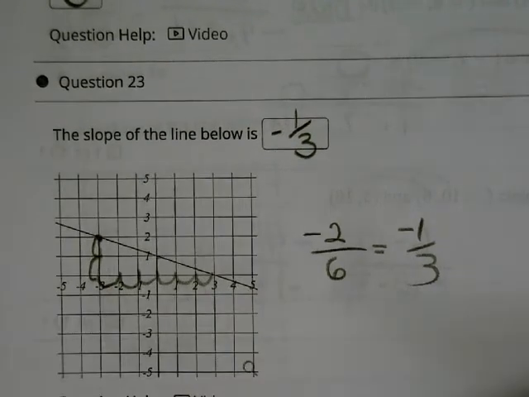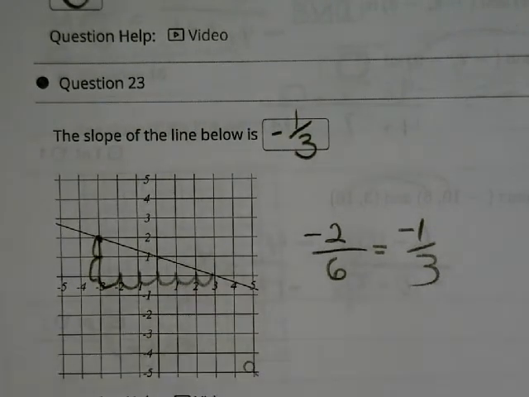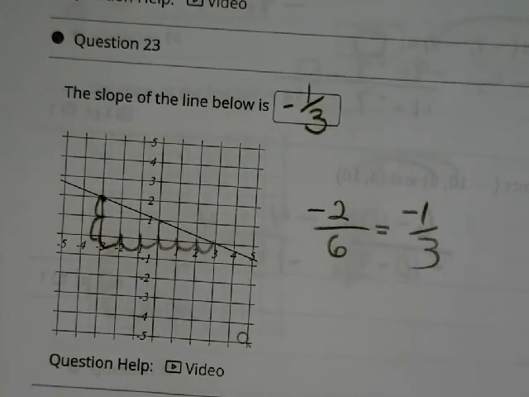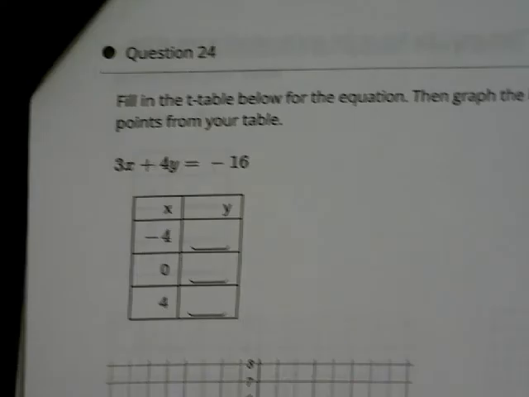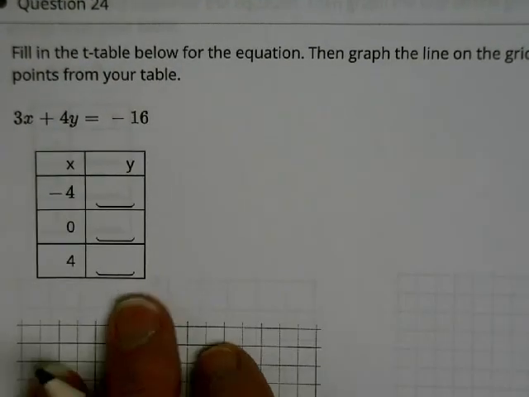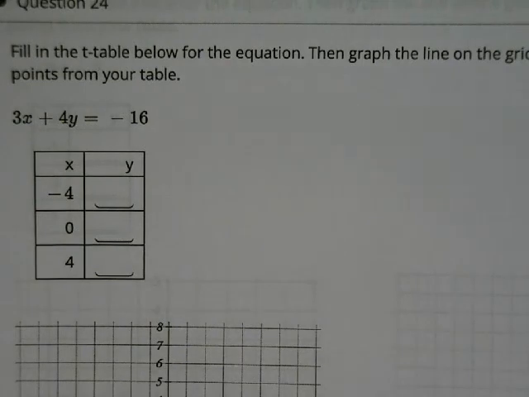Isn't that interesting? Yes, ma'am. I didn't see this one. Otherwise, we would have got 1 over 3. Down 1, run 3. But it works on all of them. That's a beautiful thing.